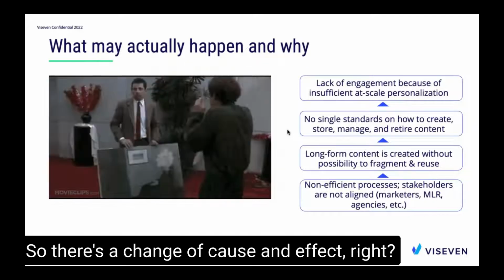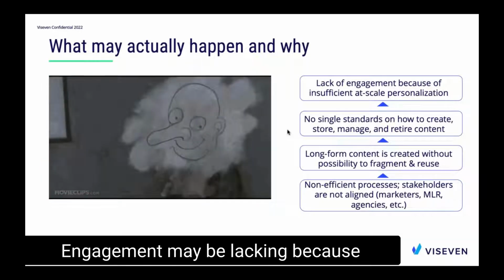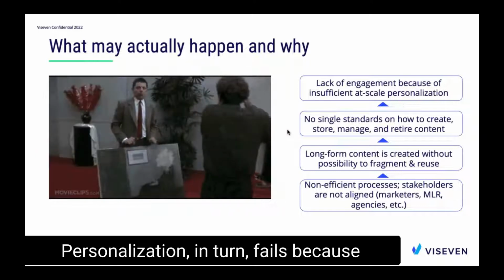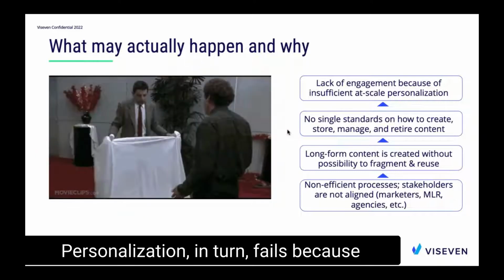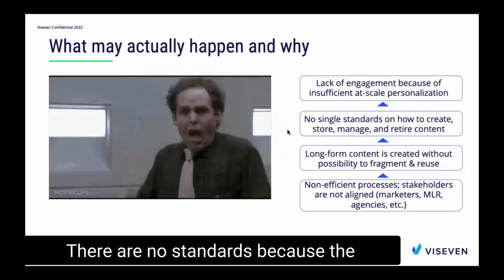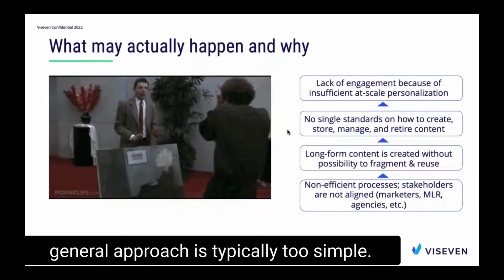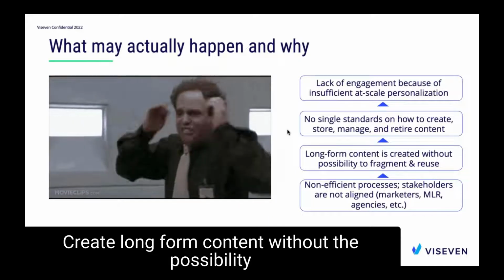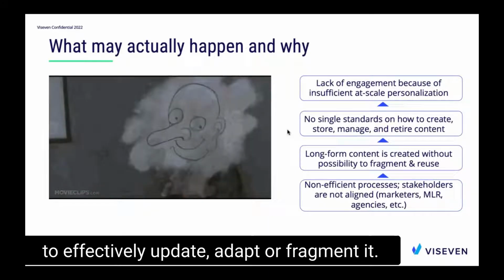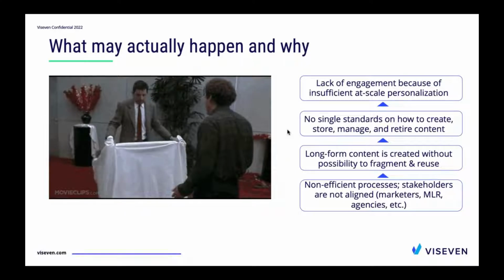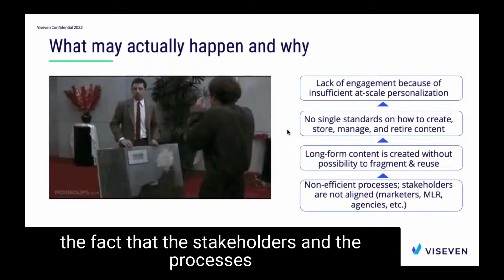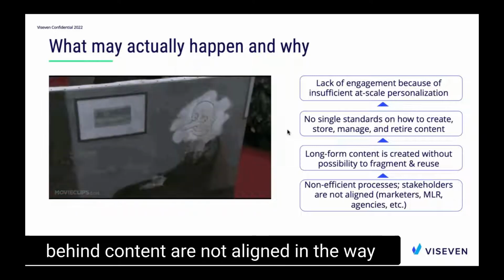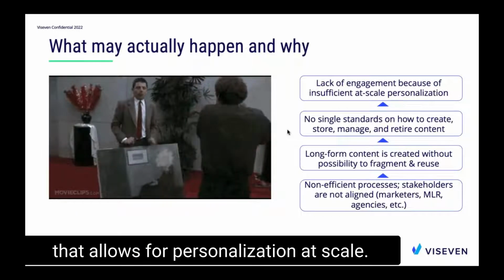So there's a chain of cause and effect, right? Engagement may be lacking because there's still not enough personalization. Personalization in turn fails because there are no single standards. There are no standards because the general approach is typically too simple: create long-form content without the possibility to effectively update, adapt, or fragment it. And at the bottom of the pit is the fact that the stakeholders and the processes behind content are not aligned in a way that allows for personalization at scale.